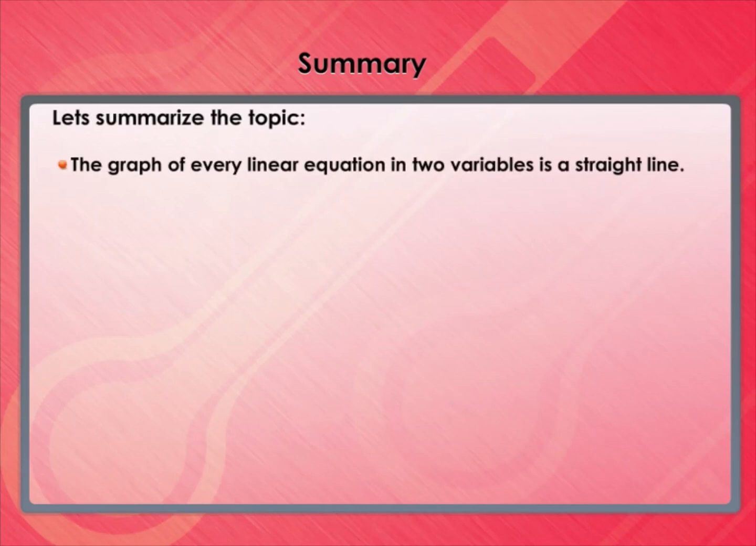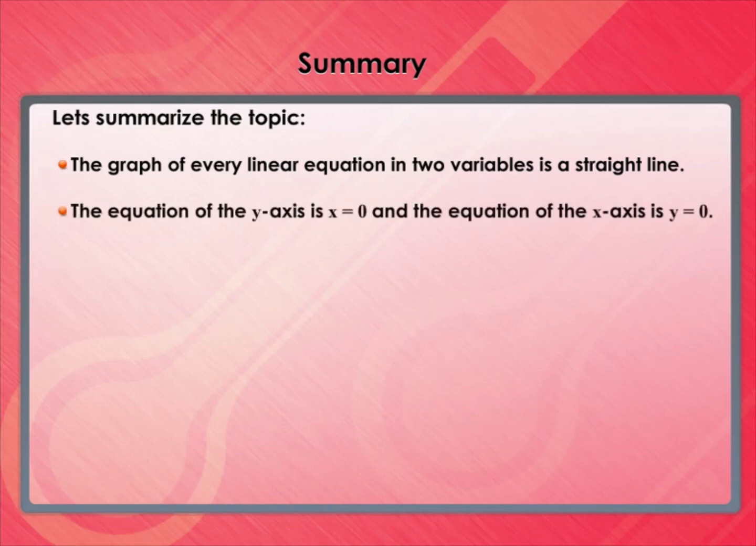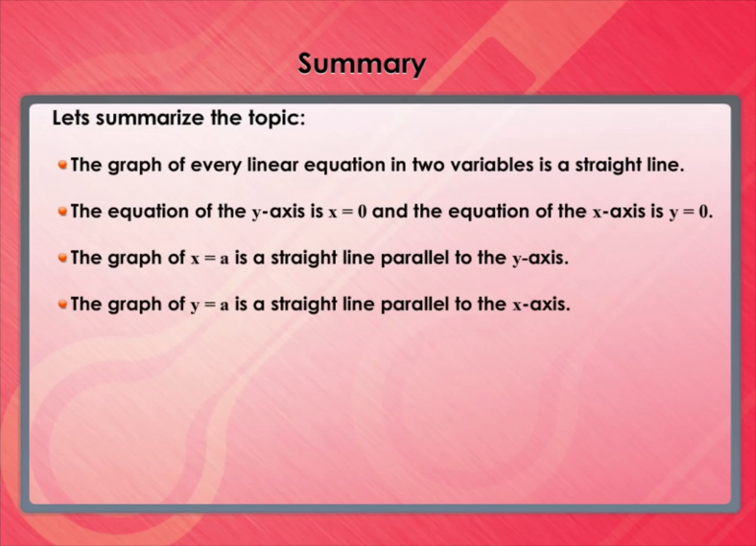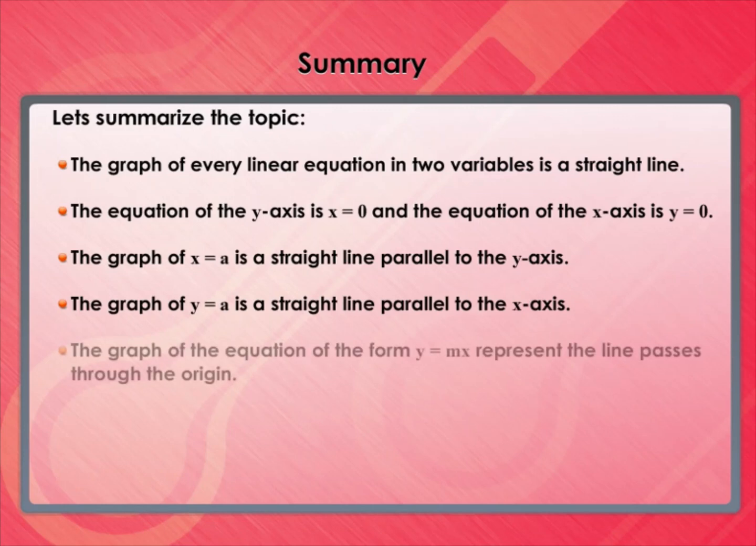Summary. Let's summarize the topic. The graph of every linear equation in two variables is a straight line. The equation of the y-axis is x equal to 0, and the equation of the x-axis is y is equal to 0. The graph of x equal to a is a straight line parallel to the y-axis. The graph of y equal to a is a straight line parallel to the x-axis. The graph of the equation of the form y equal to mx represents the line that passes through the origin.